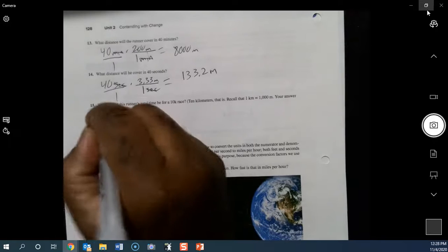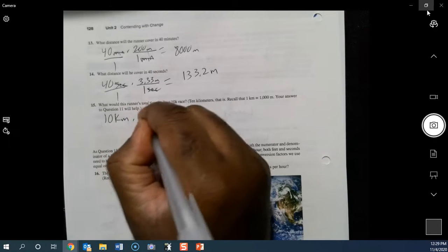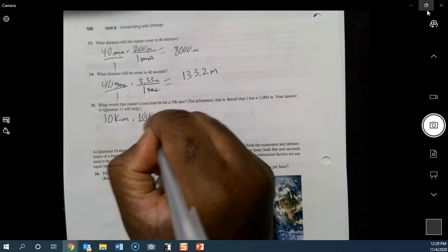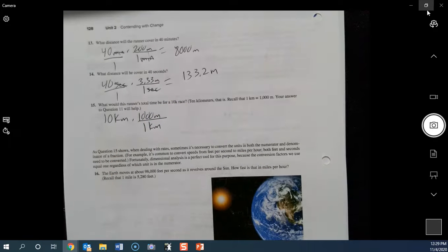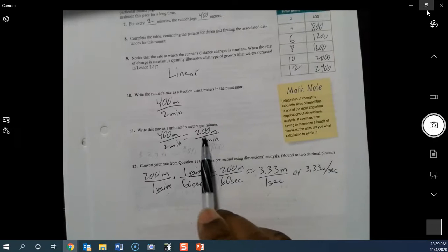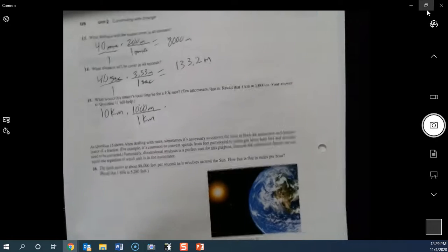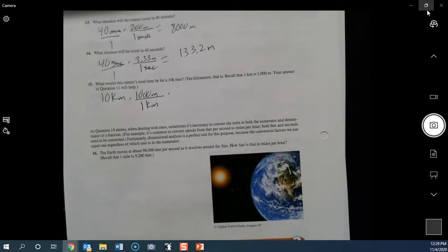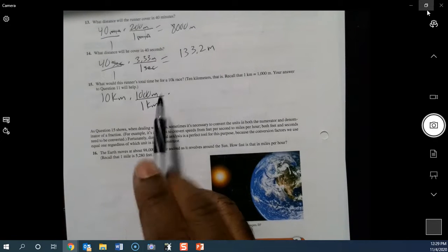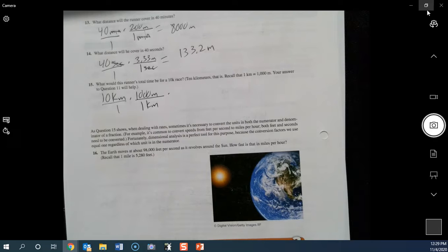Okay, so we had 10 kilometers. And then we know we have 1,000 meters is equivalent to 1 kilometer. Now they said that our answer from question 11 will help. So we go to question 11, that's 200 meters over 1 minute. Now that will help, but let's see what they're asking for. They want the total time for this race.